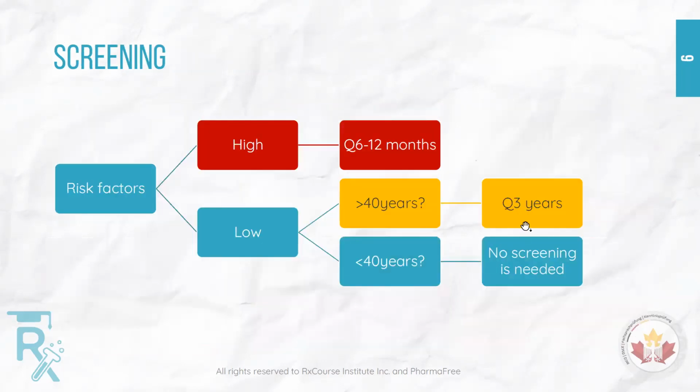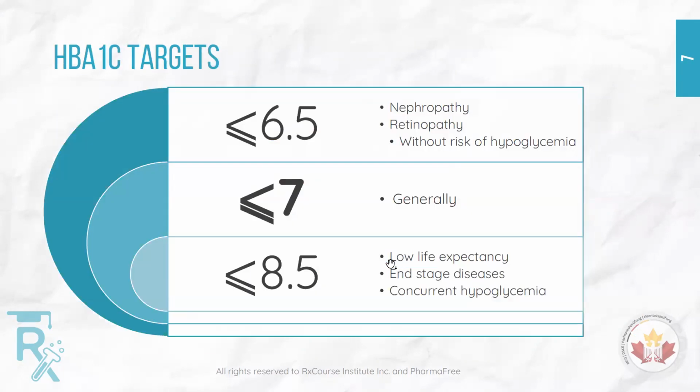Okay, so when to do screening for diabetes? If the risk factor is high, like the patient has any of the risk factors mentioned before, we need to screen every 6 to 12 months. But if it's a low chance, for example, a healthy person with no family history of diabetes, but his age is 40 or more, we can do the screening every 3 years. For other people, no need to make screening, like normal healthy people less than 40 years.